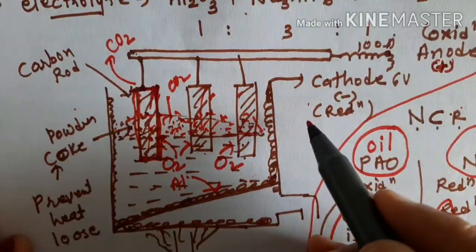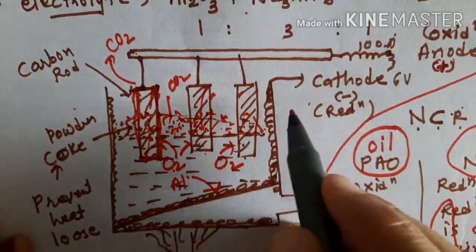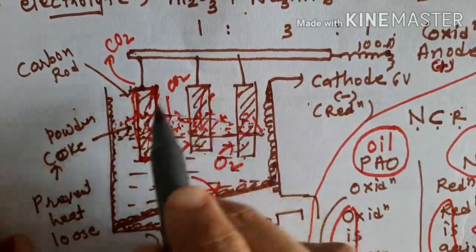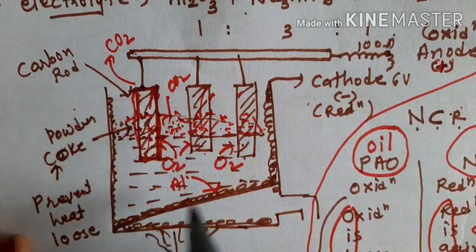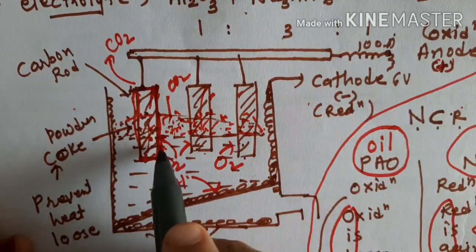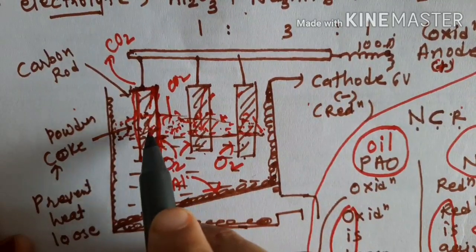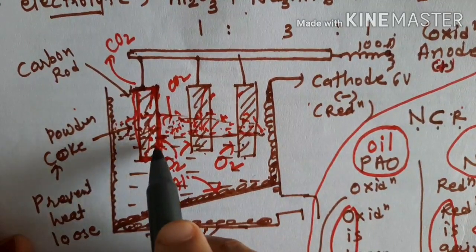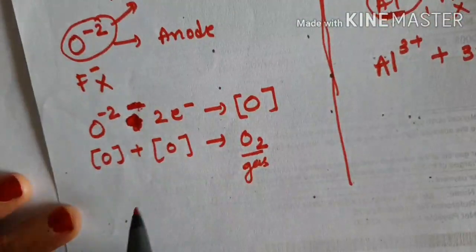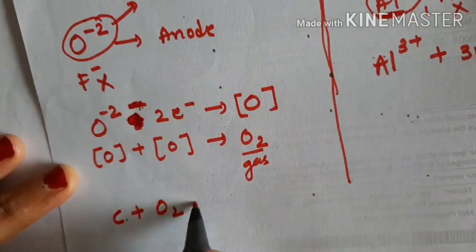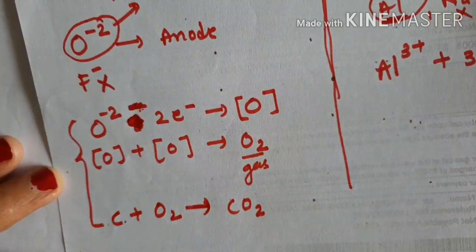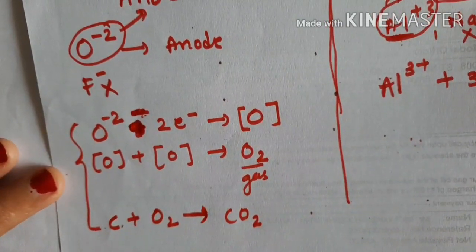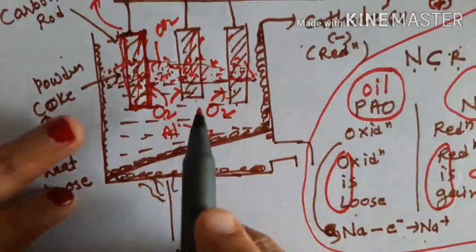This question is asked in exams: why do carbon rods have to be replaced from time to time? So you have the answer now: during the electrolysis process oxygen is liberated on the anode, and that anode is made up of carbon. So this oxygen reacts with the carbon and converts into CO2. You can express the reaction also as carbon reacts with oxygen and converts into carbon dioxide. So these 3 reactions you can explain as the reason also.